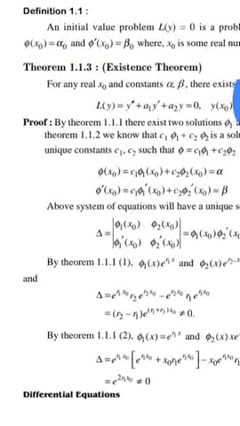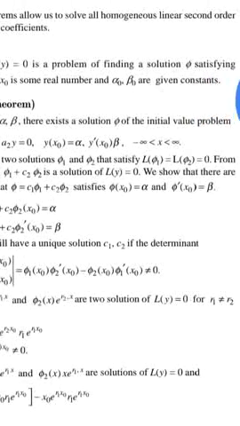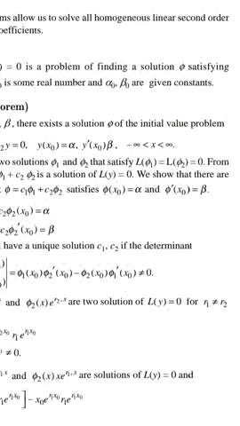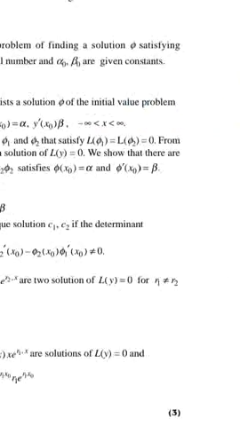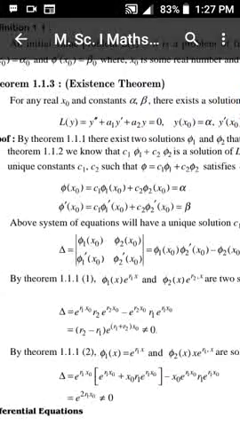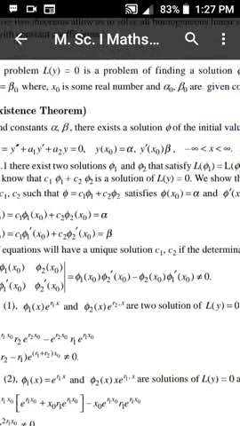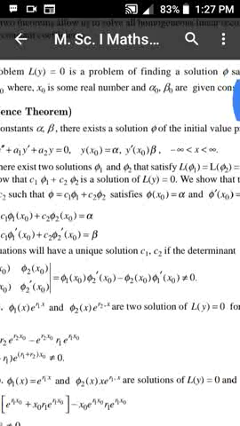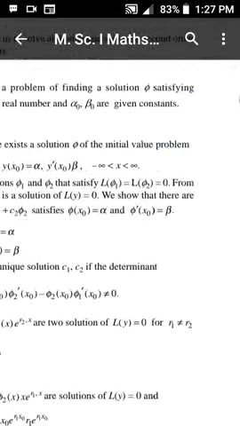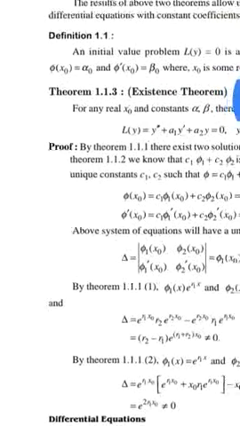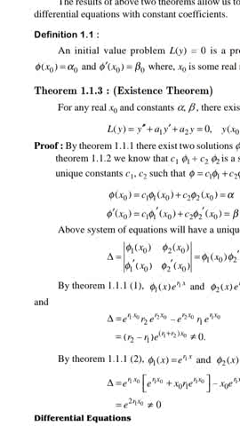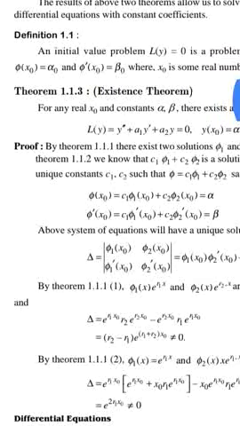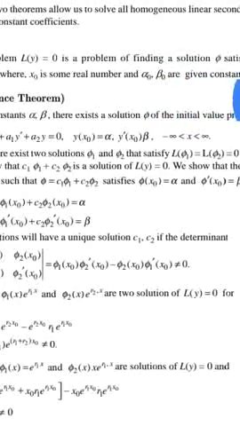By the theorem, there exist two solutions phi 1 and phi 2 that satisfy L of phi 1 is equal to L of phi 2 is equal to 0. From the previous theorem, we know that C1 phi 1 plus C2 phi 2 is a solution of L of y is equal to 0. We show that there are unique constants C1 and C2 such that phi is equal to C1 phi 1 plus C2 phi 2 satisfies phi of x naught is equal to alpha and phi dash of x naught is equal to beta.